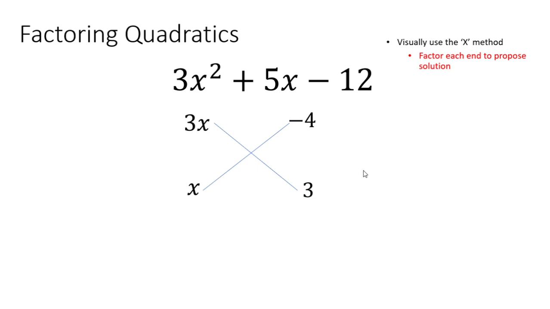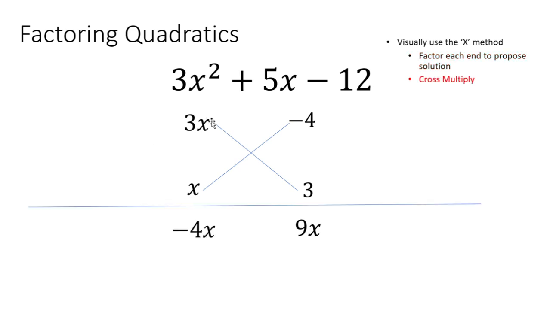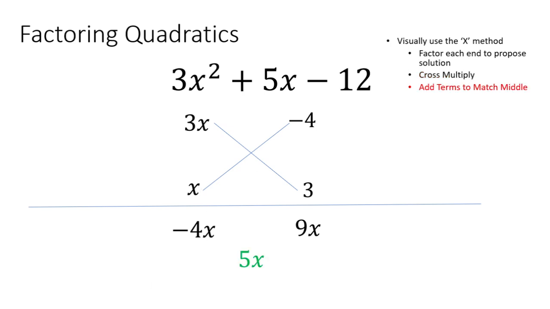We have still factored negative 12 into negative 4 and negative 3, but we have just switched the order that we have placed them in our x, so to speak. So now let's cross multiply this new solution of 3x minus 4 and x plus 3. 3x times x equals 3x squared. Negative 4 times x equals negative 4x. Let's add up our terms, and lo and behold, 9x minus 4x equals 5x. This term matches our middle term, which implies that our solution is correct.